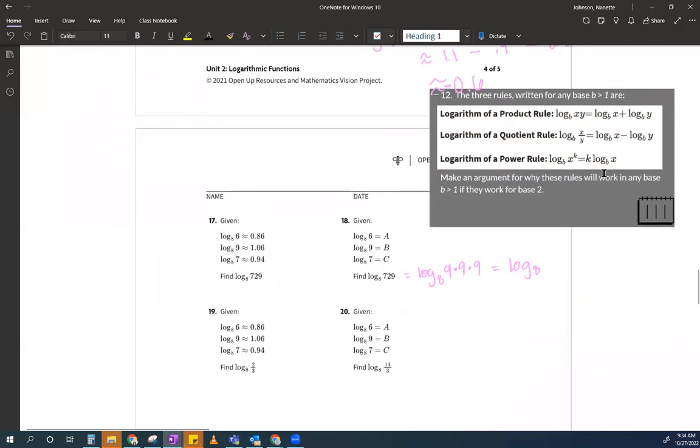And now you can figure out which one rule you want to use. Does that make sense? Okay, so then can you rewrite this and rewrite this one? This says 9 cubed. It's not catching up to me right now.